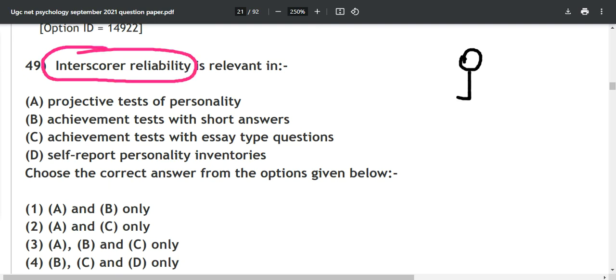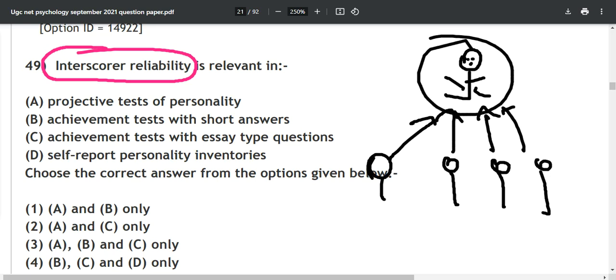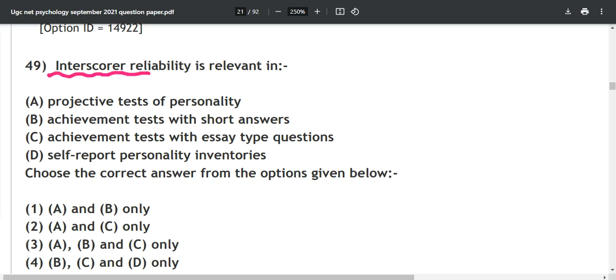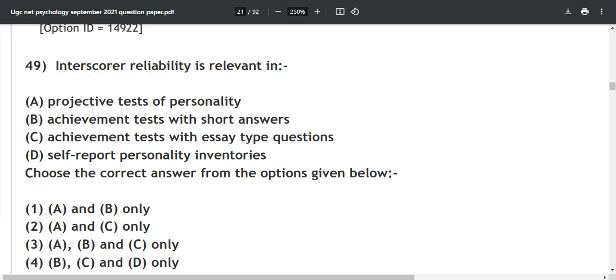Let's suppose there is a dancing audition going on. One girl, one boy is dancing over here, and there are one jury, two jury, three jury, and four jury. They will all rate this particular person, and then the result will be made. The same thing happens in inter-scorer reliability as well. Reliability is assessed based on the inter-scorer. Sometimes there can be one scorer, two scorers, or more than two, and that is where Cohen's kappa comes into the picture.